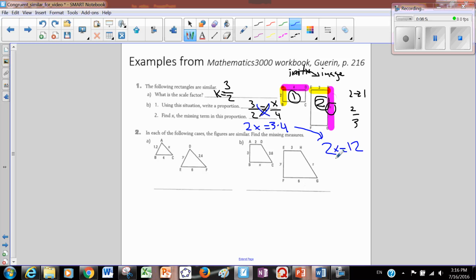How do we find x alone? 2x means 2 times x. So we need to do the opposite. We're going to divide on each side. So that means our x is equal to 6.